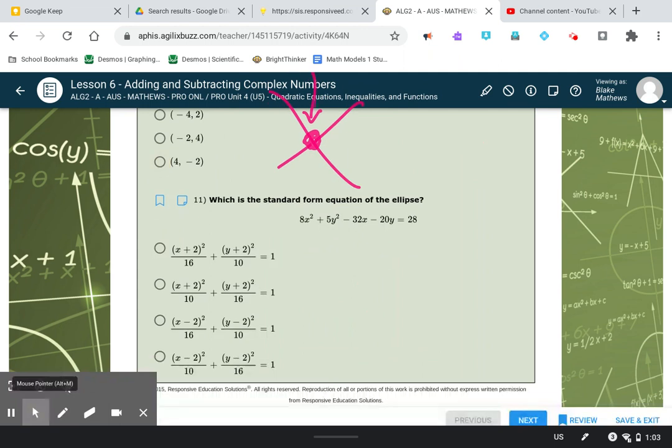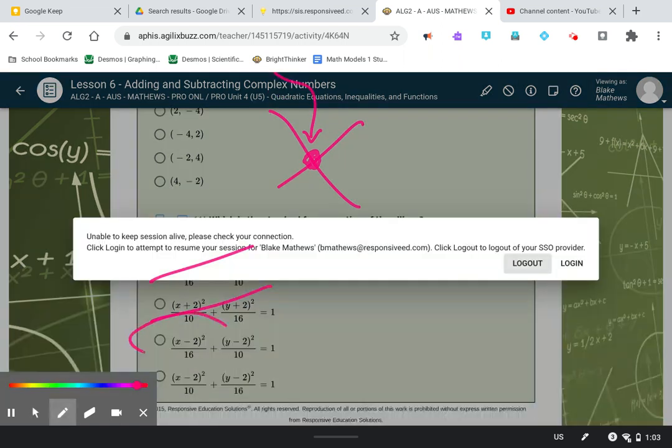Which is the standard form of this ellipse? We didn't go over this in the lesson, so I will do this one for you. And it looks like it's not this one, it's not this one. The x is going to have this. So this is going to be your answer right here. You should just see it's the x minus 2, y minus 2, 16 under the x, 10 under the y.